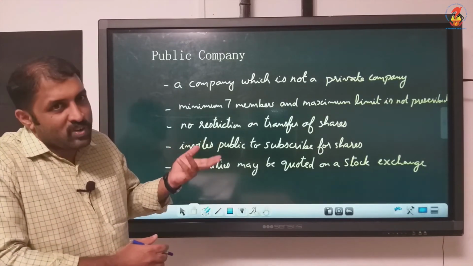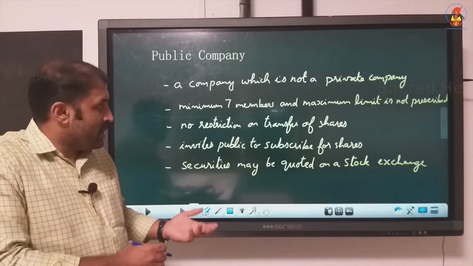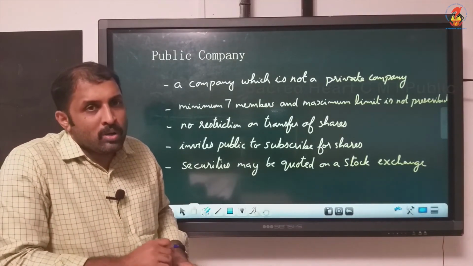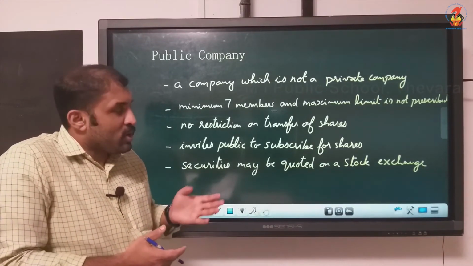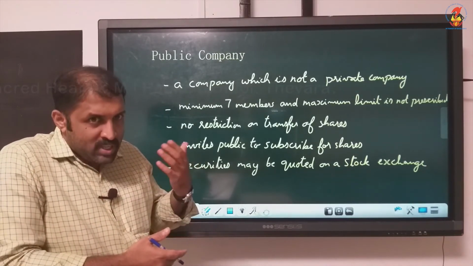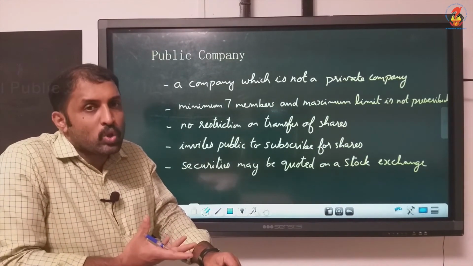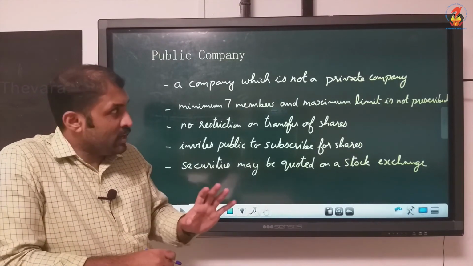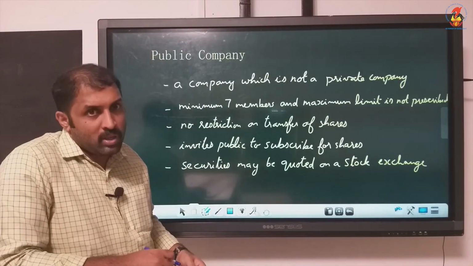No restriction on transfer of shares. That means shares can be purchased or sold by anyone. It invites the public to subscribe for shares. Anyone who wants to subscribe can come and buy shares. Securities may be quoted on a stock exchange. That means the first time, shares will be issued directly by the company. From the second time onwards, they will be bought and sold through the stock exchange. It will be listed on the stock exchange. So the kind of company which fulfills all this is called a public company.